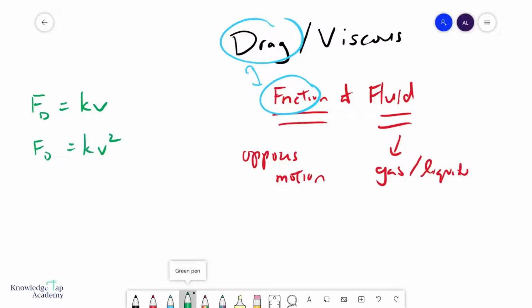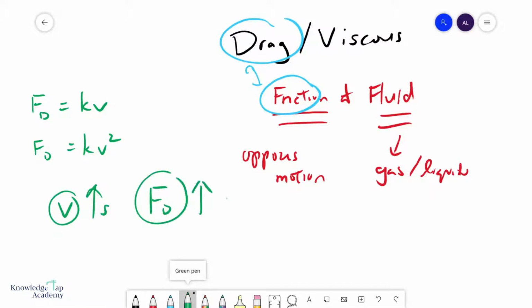We don't have to know which one to use. They will usually tell us if they want us to use it. But what this means is that as your speed increases, so does your drag force. And that is one key difference between drag and friction. Friction is usually constant and independent of the speed, but for drag, it is absolutely dependent on how fast you move.